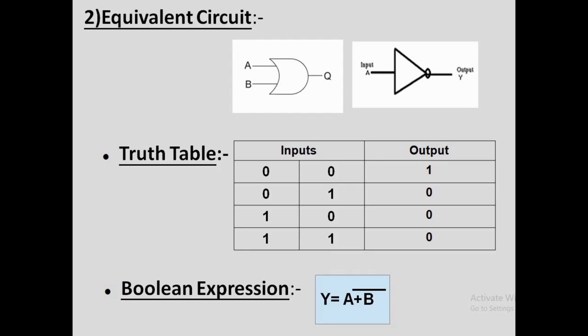Now, the truth table. In this truth table, only change is that the OR gate output is inverted, and that is nothing but the NOR gate output. So for 2 inputs, there are 4 combinations 0 0, 0 1, 1 0, 1 1, and the output of the NOR gate is exactly the opposite of the OR gate. Now the Boolean expression: Y is equal to A plus B whole bar at the top.